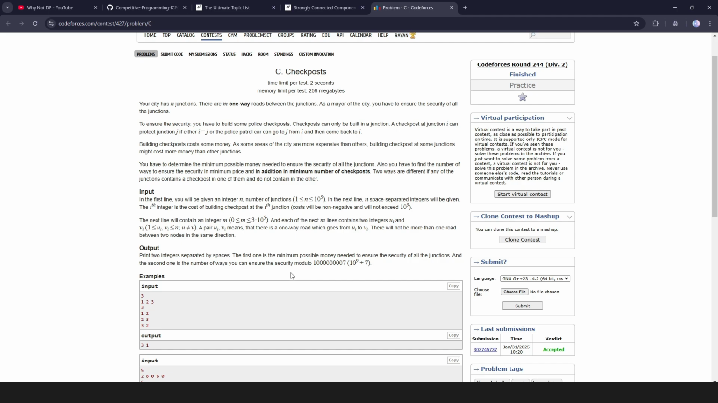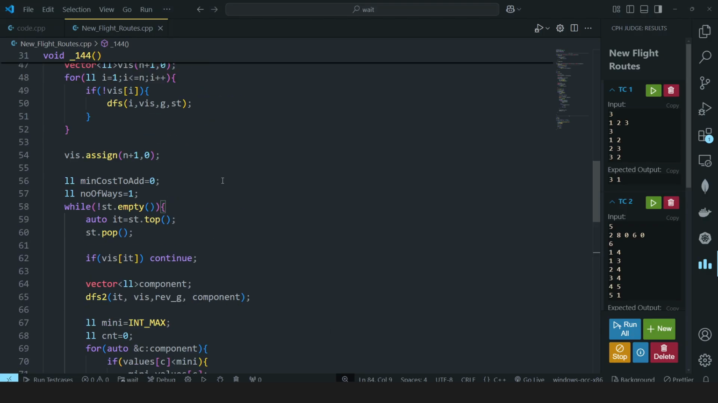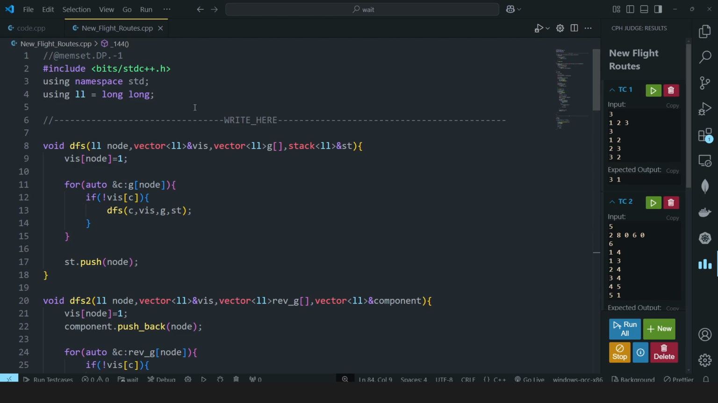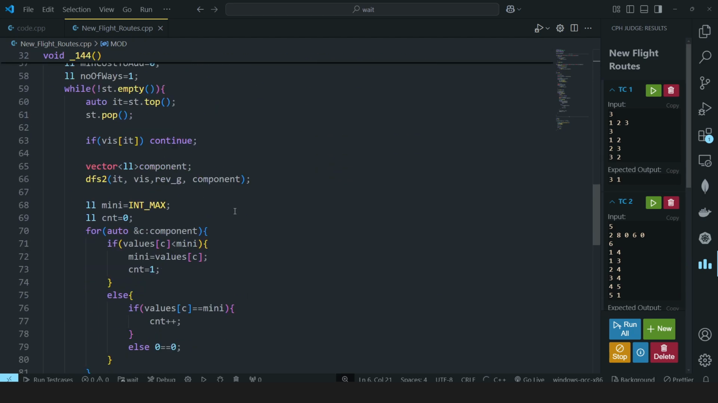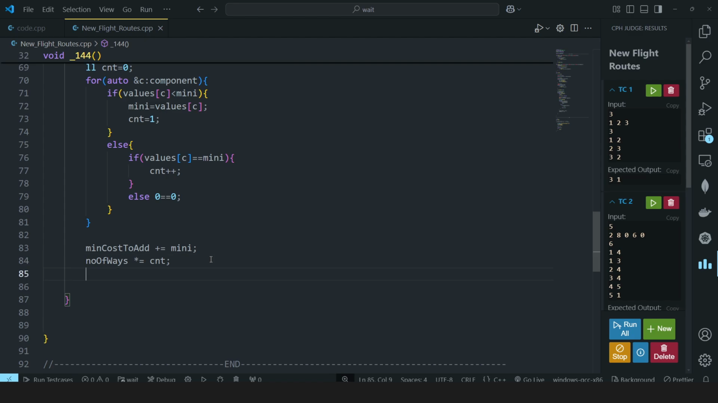And if you remember, in the question it was asked us to take the modulo of the answer, that is the total number of ways, with 10^9 plus 7. So let me declare this globally also. I will say const int mod would be equal to 1e9 plus 7, right? And now just take the modulo of this. So I will say number of ways modulo this would be equal to this.